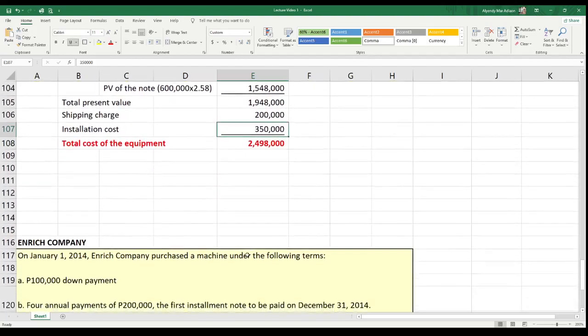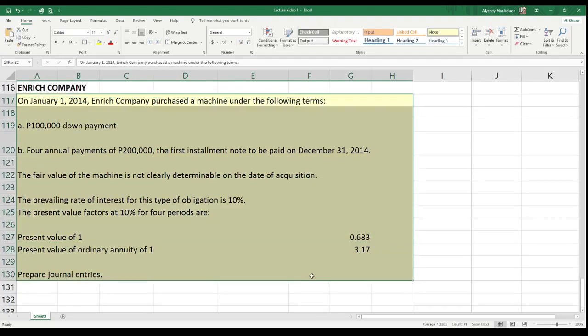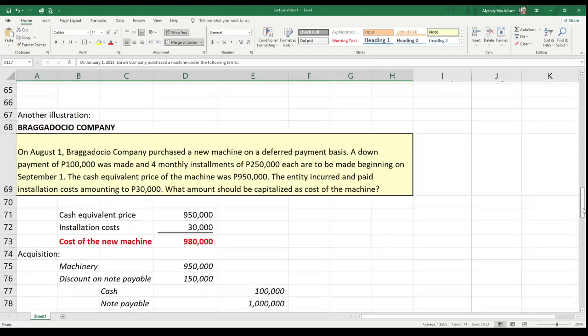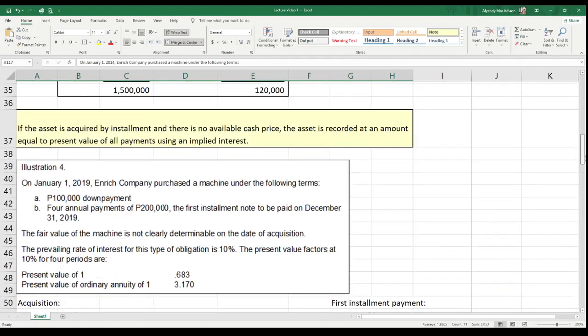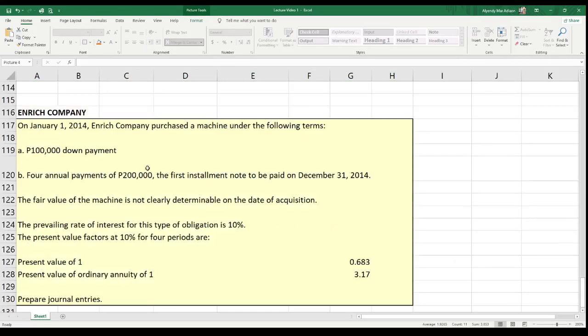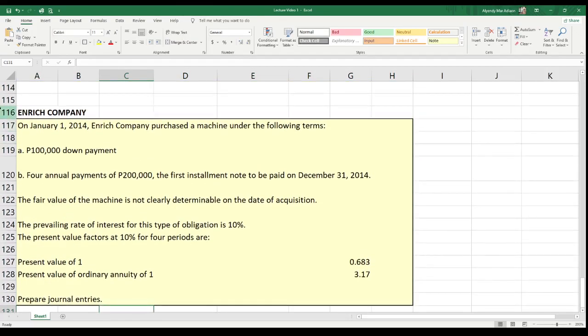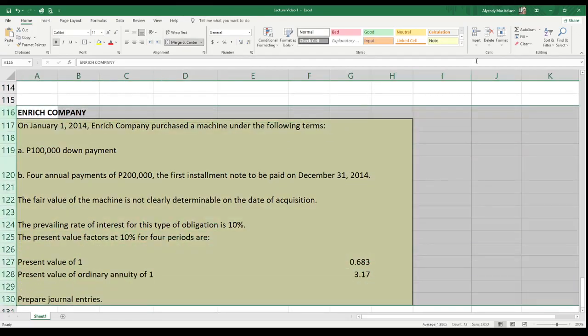Okay, so for the next problem, I had a mistake because this problem is, I think, just the same problem sa katong ato ang example. Same lang sila. Enrich company. So, we will no longer answer this one since nabalik na siya.